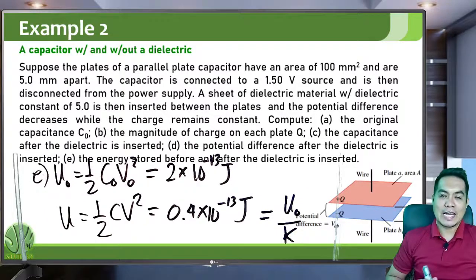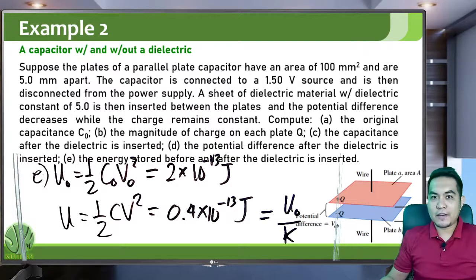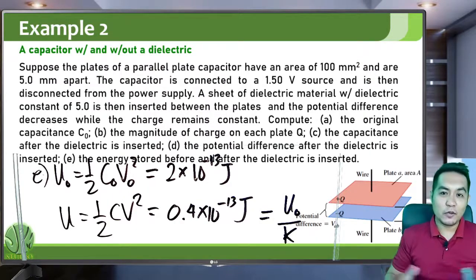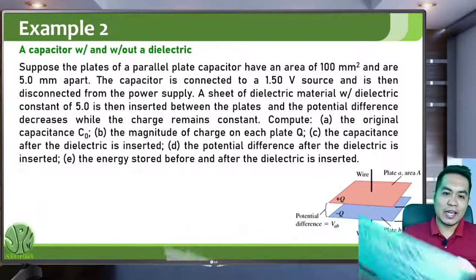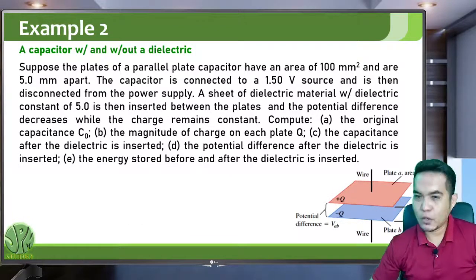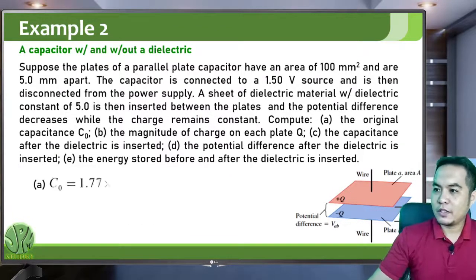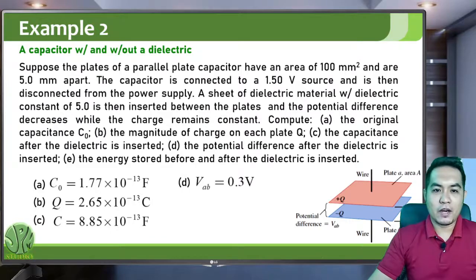So the voltage is divided by K, the potential energy is divided by K, but the capacitance is multiplied by K when you insert a dielectric. Okay, so these are the summary of our results.